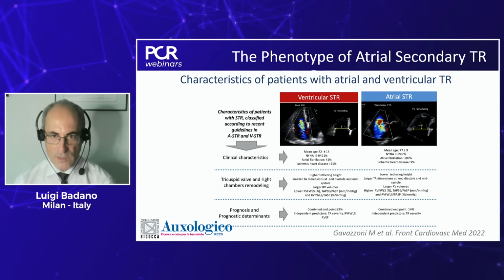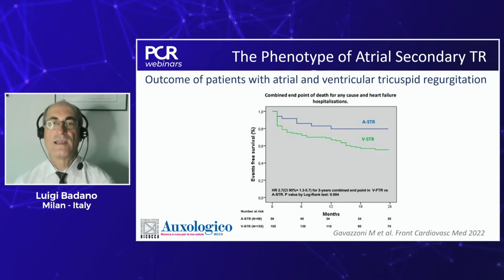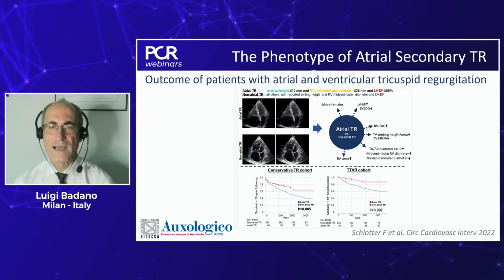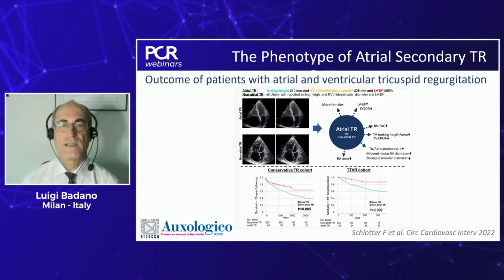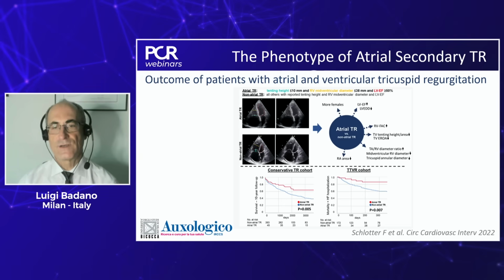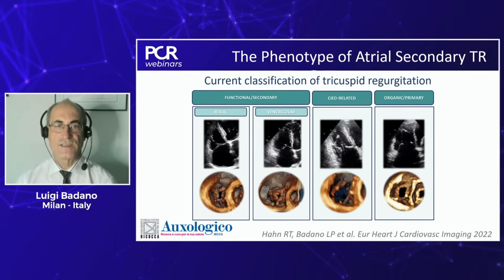But what is even more important is that the outcome is different. And looking at both death for any cause and hospitalization as a combined endpoint, you see that the patients with the atrial phenotype have a significantly better outcome than the patients with the ventricular one. And this was recently confirmed by the group in Leiden, Schlotter and co-workers, that have shown almost the same, that both in patients who were treated conservatively and in patients who underwent transcatheter repair of the valve, patients with atrial secondary tricuspid regurgitation have a better prognosis than patients with the ventricular phenotype. So this is justifying a revision of the classification of tricuspid regurgitation.